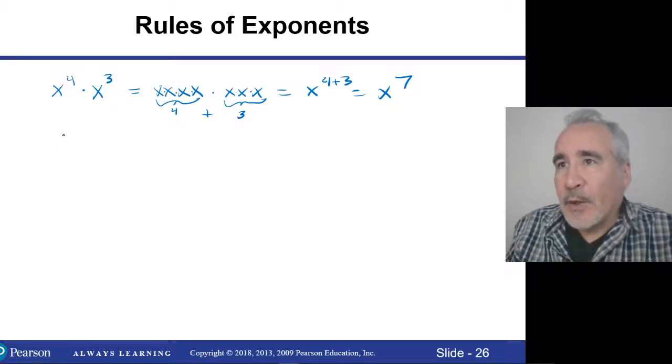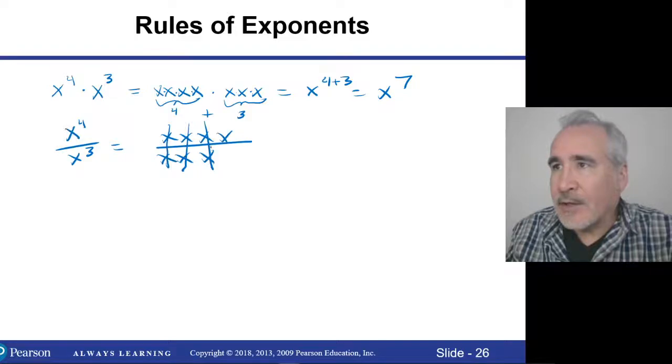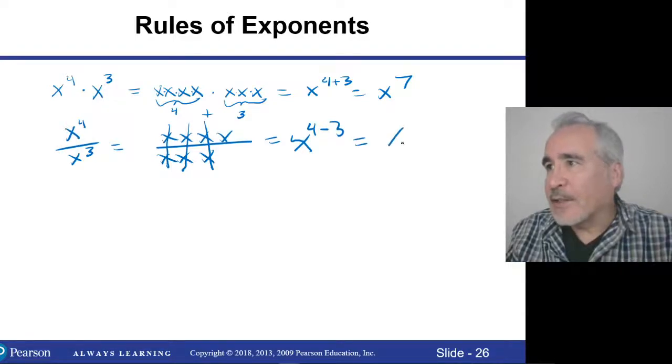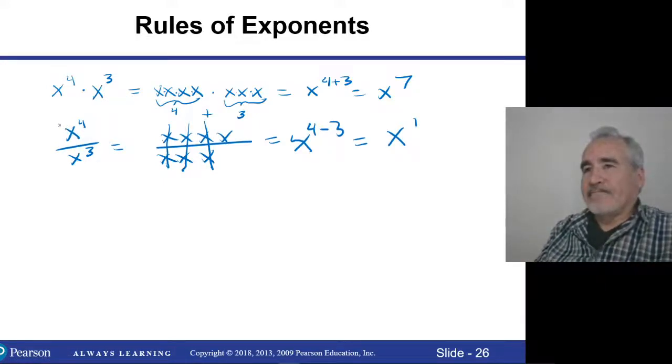See that? When we are dividing, say x to the 4th divided by x to the 3rd, this is x times x times x times x over x times x times x. And we get canceling going on. These all become 1. What's left is x to the 1 power. And notice we just took 4 and subtracted 3. So we just subtract the exponents: top minus the bottom, and that gave us x to the 1 power. So that's division.